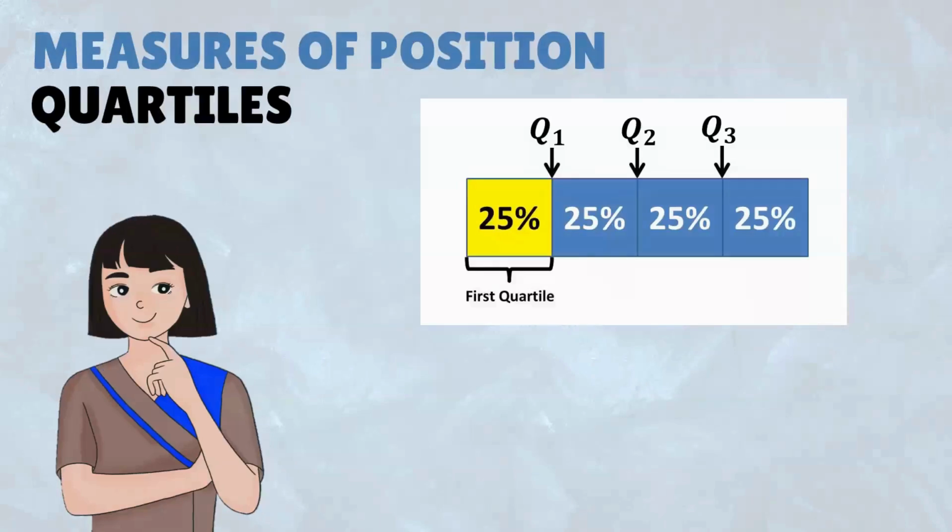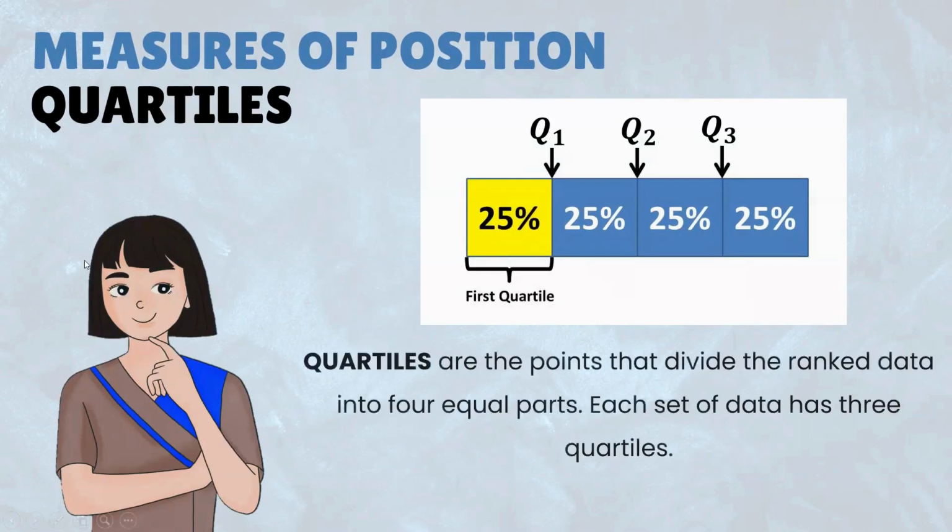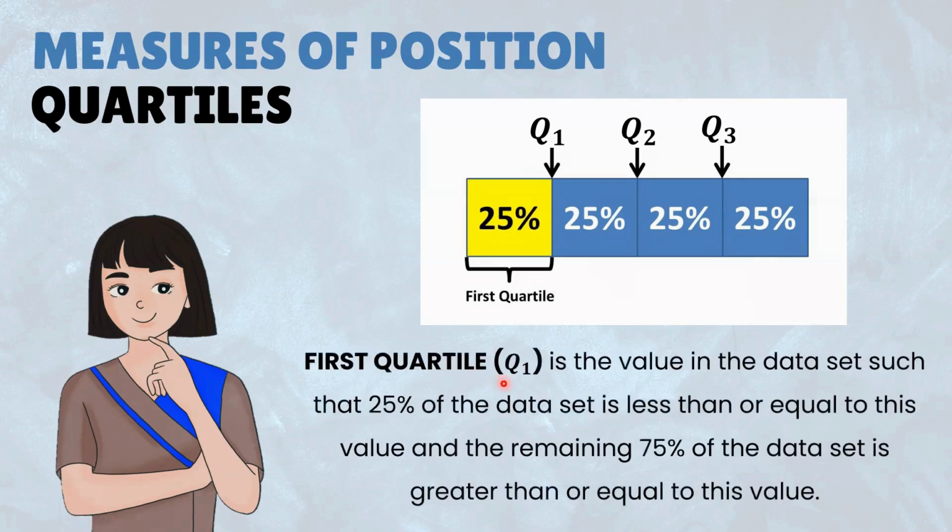Quartiles are the points that divide the rank data into 4 equal parts. So in each data set, there are 3 quartiles. We have here the first quartile. The first quartile is the value in the data set such that 25% of the data set is less than or equal to this value, and the remaining 75% is greater than or equal to this value.